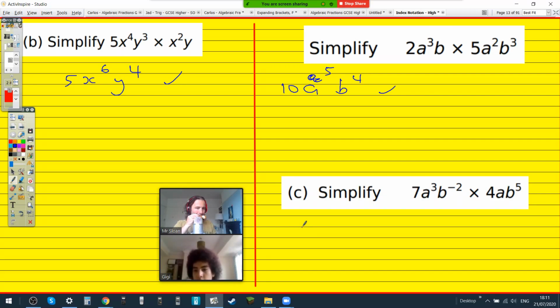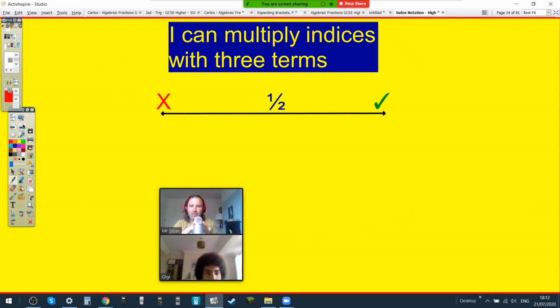28a to the power of 4 and b to the power of minus 10. You're not multiplying these, you're adding those. Oh, adding, yeah, b to the power of 3. Well done. So it's a minus, you're just taking it away. Multiplying indices with 3 terms. Tick. Yeah, great.